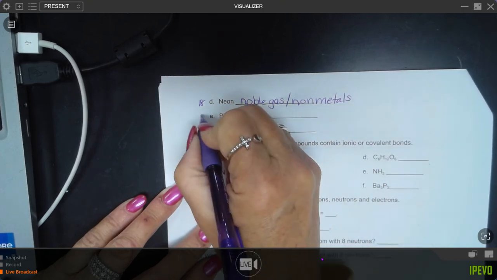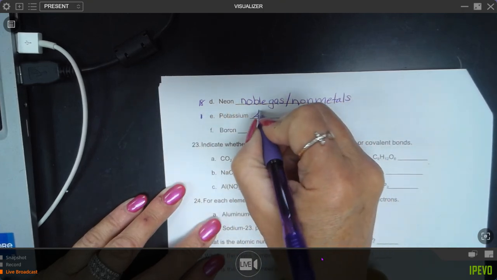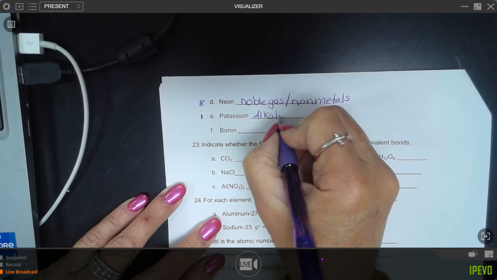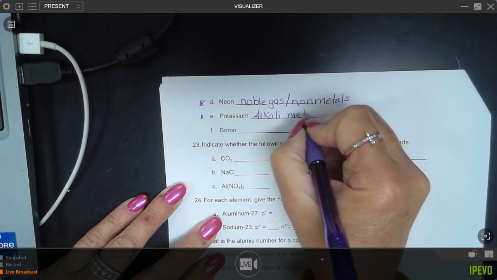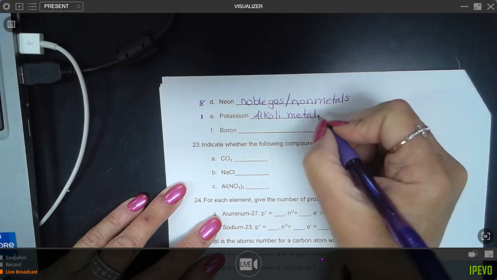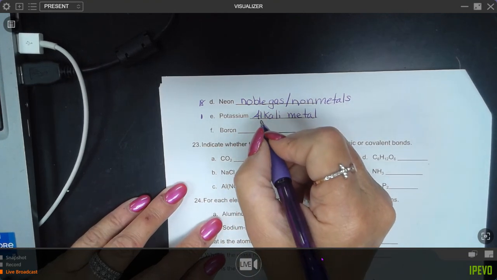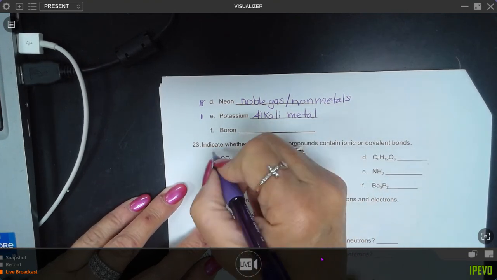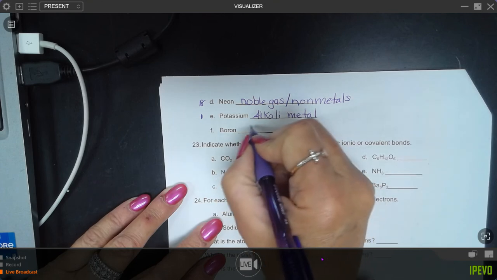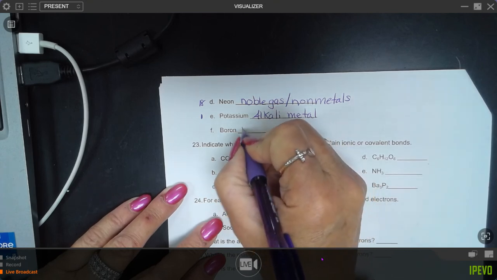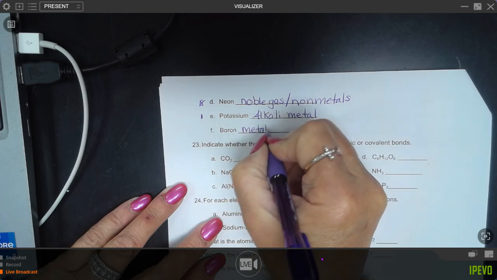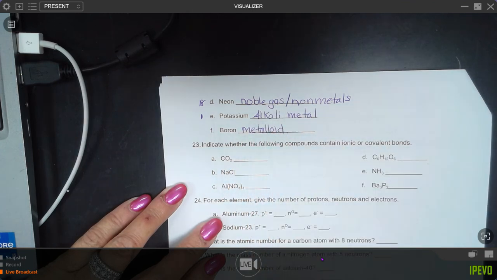Potassium is in group 1. It is an alkali metal, which tells us it's a metal. And then boron is in group 13, and it touches the stair-step line, which tells us it is a metalloid. Okay.